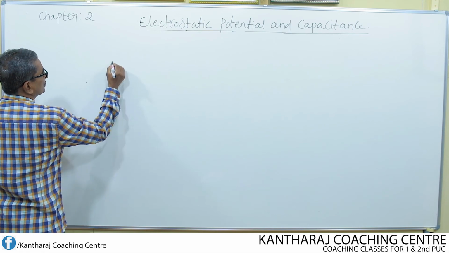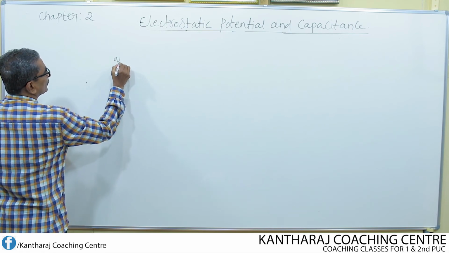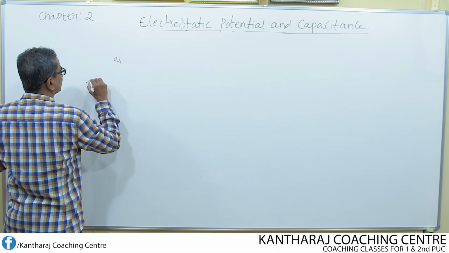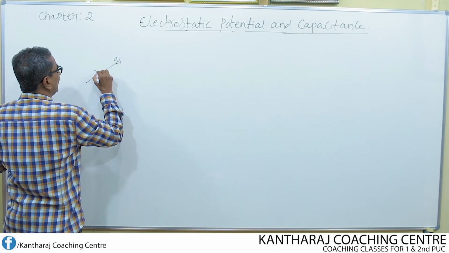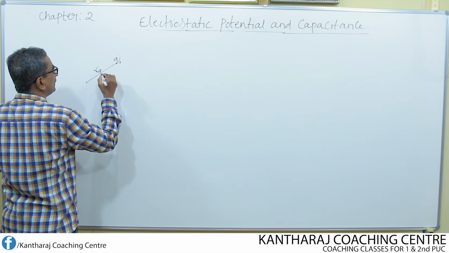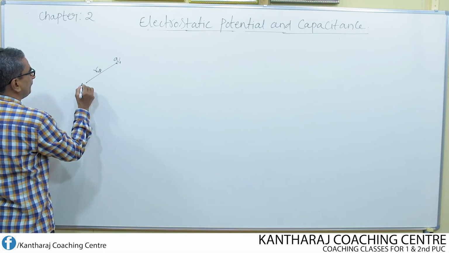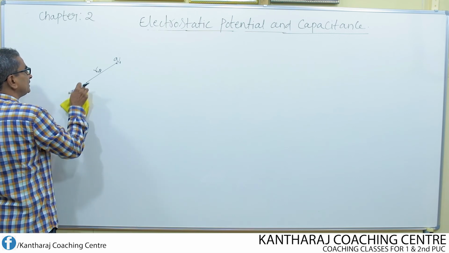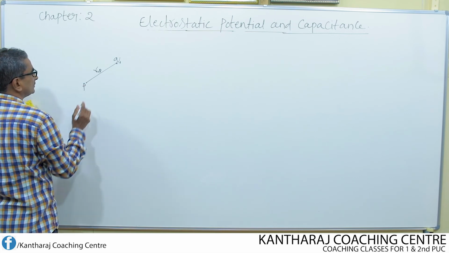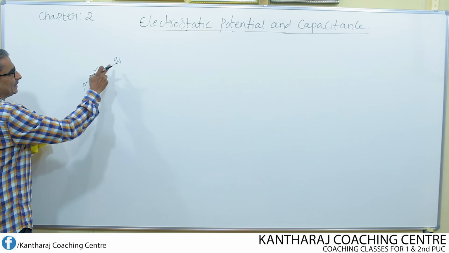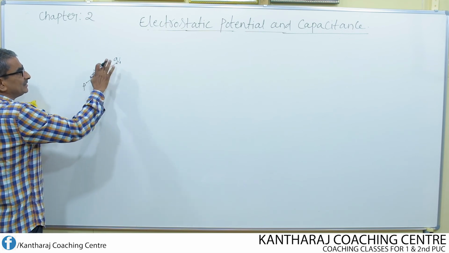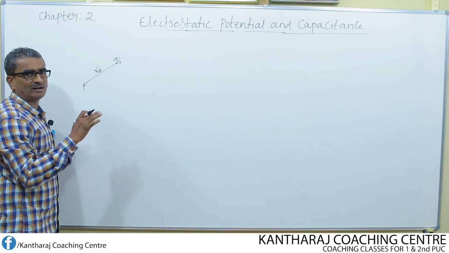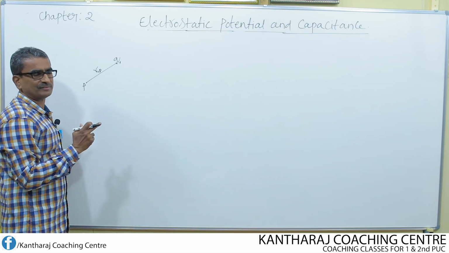Say for example, charge Q1, which is at a distance R1P. What is this P? P is the point at which the potential is required. System means two or more than two charges are called a system of charges.